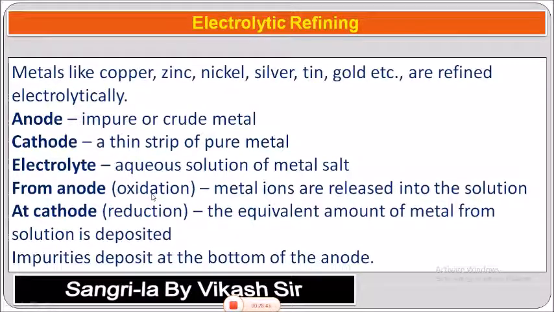Okay. From the anode, metal ions are released into the solution, and at the cathode the equivalent amount of metal from the solution is deposited, and impurities are deposited at the bottom of the anode. This is the electrolytic refining process. Remember, this is very important.